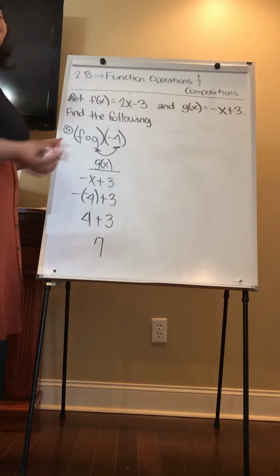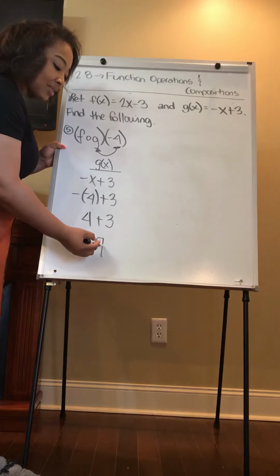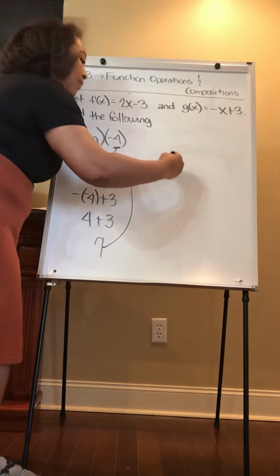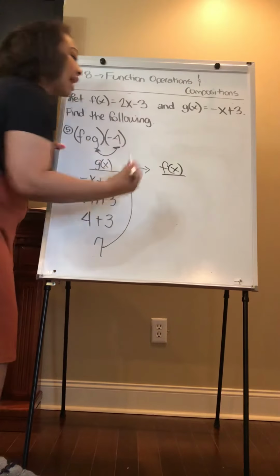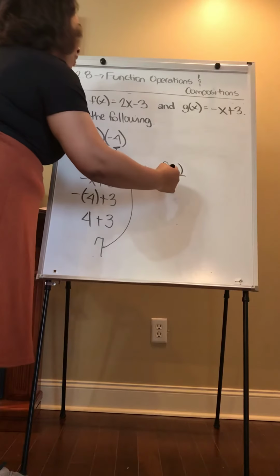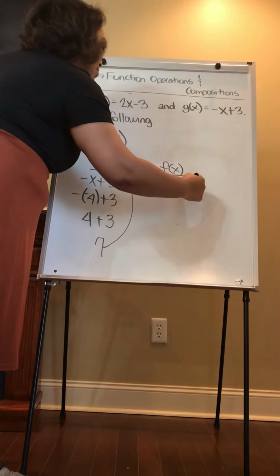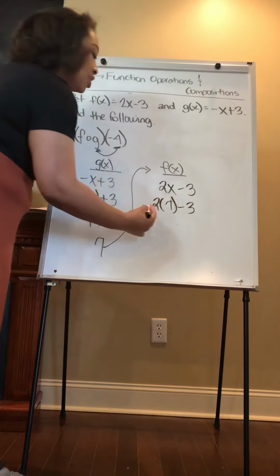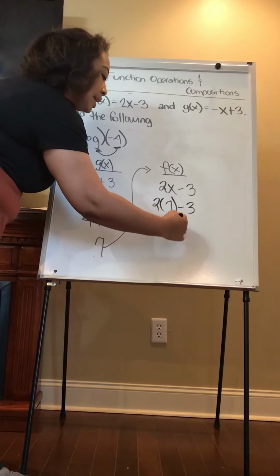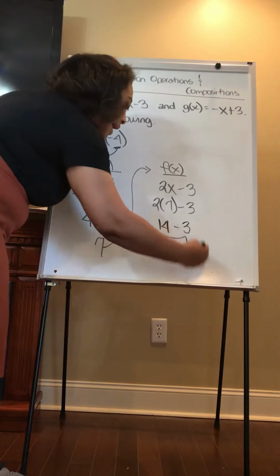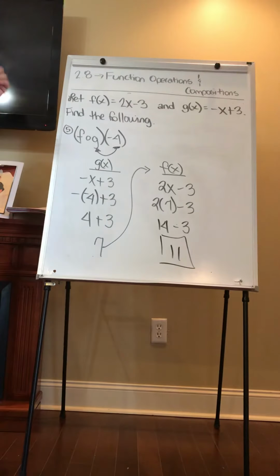Now, to finish, you must take the 7 and plug it into the f function. It's kind of like you're working backwards. So I'm going to take 7 and that goes to f function, which is 2x minus 3. In the place of x, I plug in 7. So 2 times 7 is 14, minus 3 is 11. And my answer would be 11. Whatever you get out of that last function is your answer.